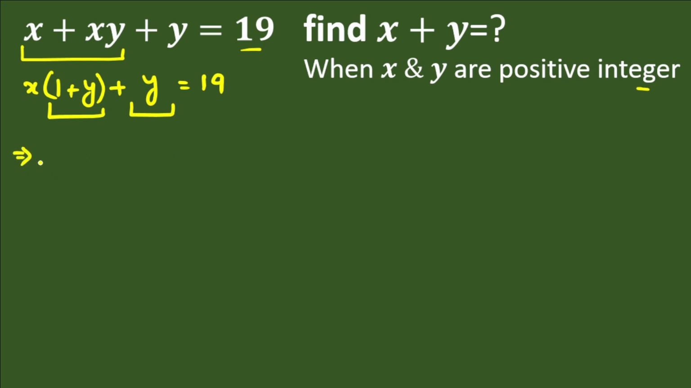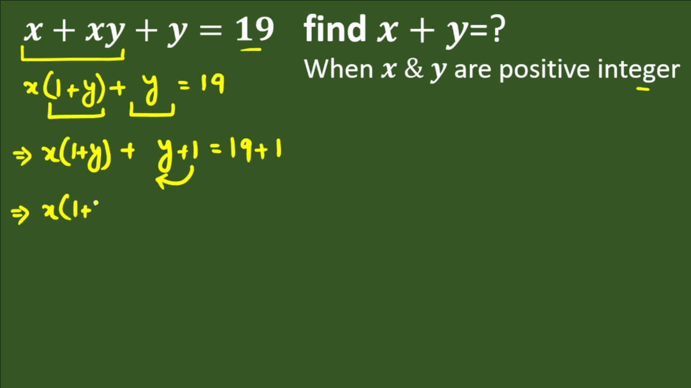So let's add 1. Here it is x outside, 1 plus y in the bracket, and plus we'll add 1 here. So it is y plus 1, and on the right-hand side it is 19, and we have to add 1 on the right-hand side too. Now from here we'll write 1 first and y later. So this will be x times 1 plus y, plus 1 plus y. From these two we can take 1 common, and the remaining thing will be the same, 1 plus y. On the right-hand side, 19 plus 1 is 20.